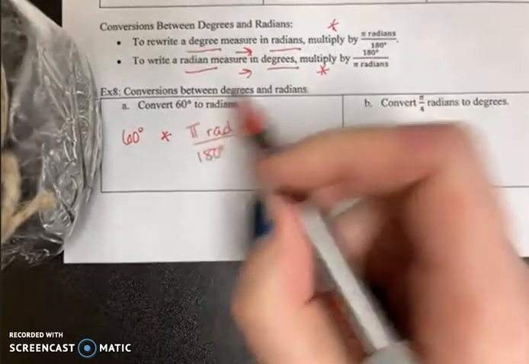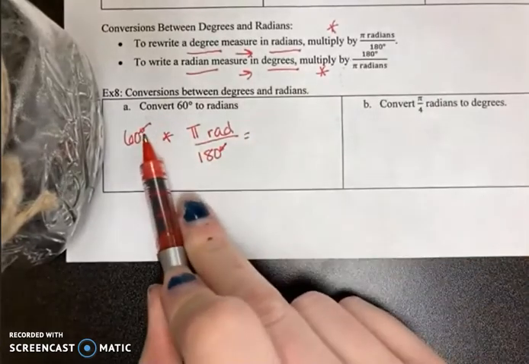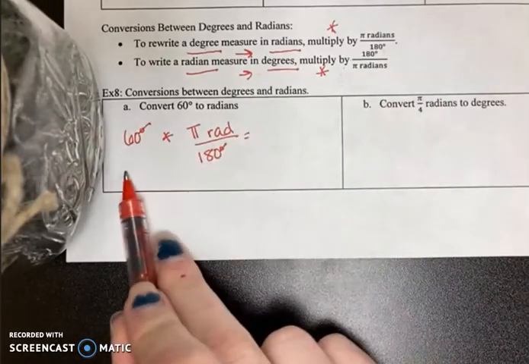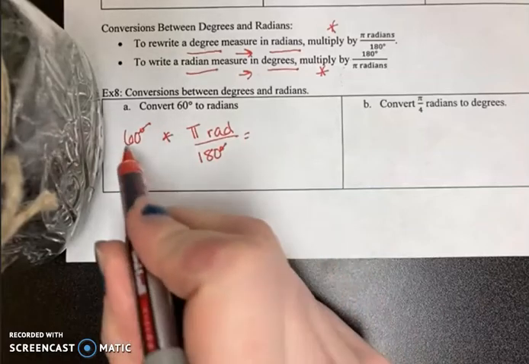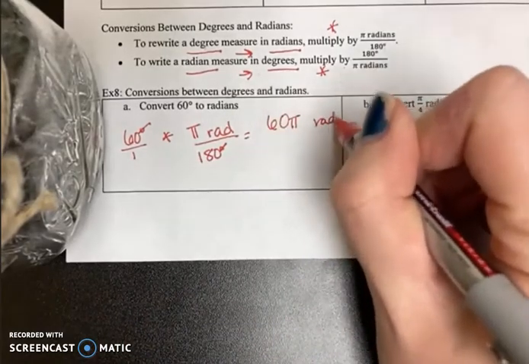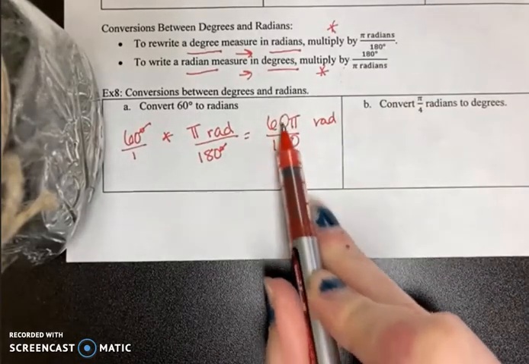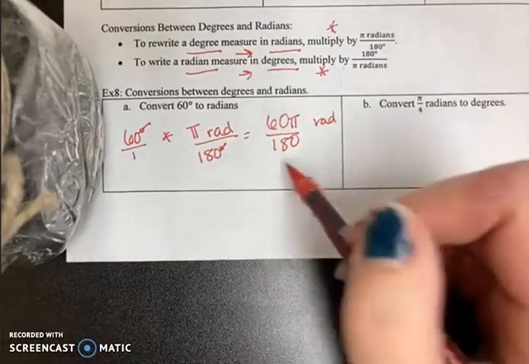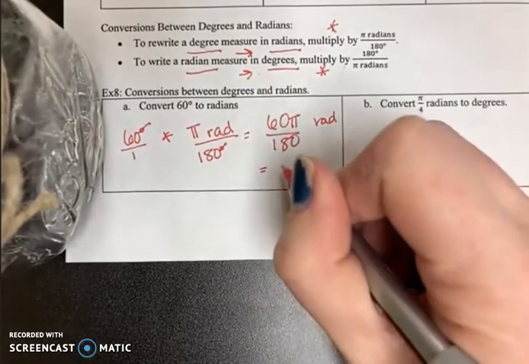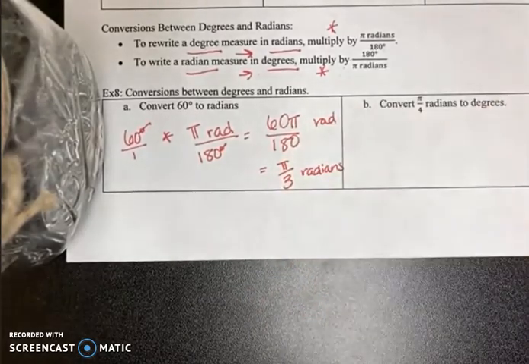Now, by having this set up, I want you to notice that your degrees will cancel out because I have a degree unit in the numerator and a degree unit in the denominator. And when we multiply fractions, remember we go across the top, across the bottom. So this is technically 60 over 1 if you want to put that there. So 60 pi radians over 180. 60 over 180, I want you to see that that too simplifies. 60 over 180 becomes 1/3. So really we have 1 pi over 3, or just pi over 3 radians. You could write radians, you could put rad, whatever you want to do.